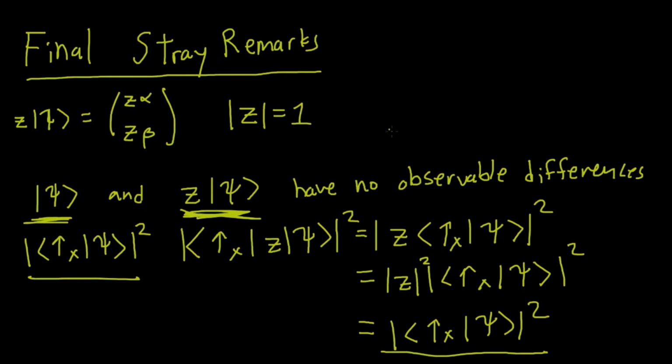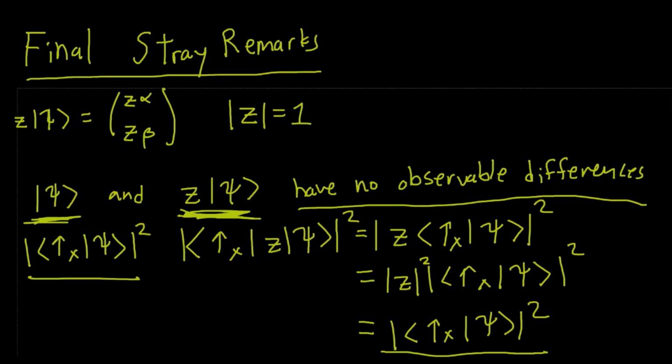And this doesn't only work for spin up along the x direction, it actually works for any measurement along any axis. This is a general fact that psi and z times psi have no observable differences. They are in some sense the exact same state. So that's one pretty important thing to mention.